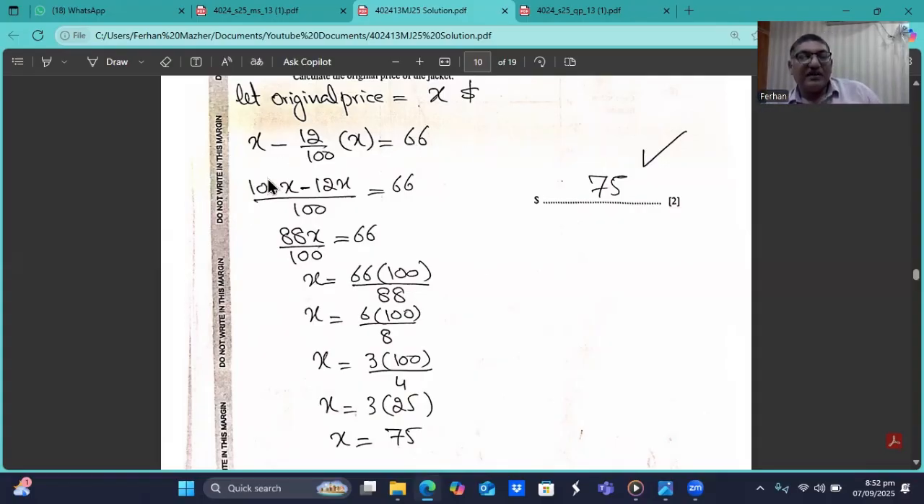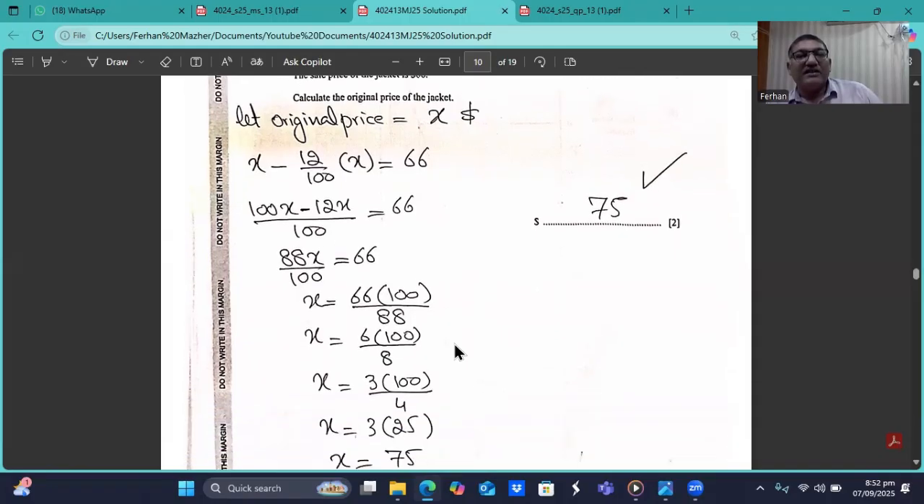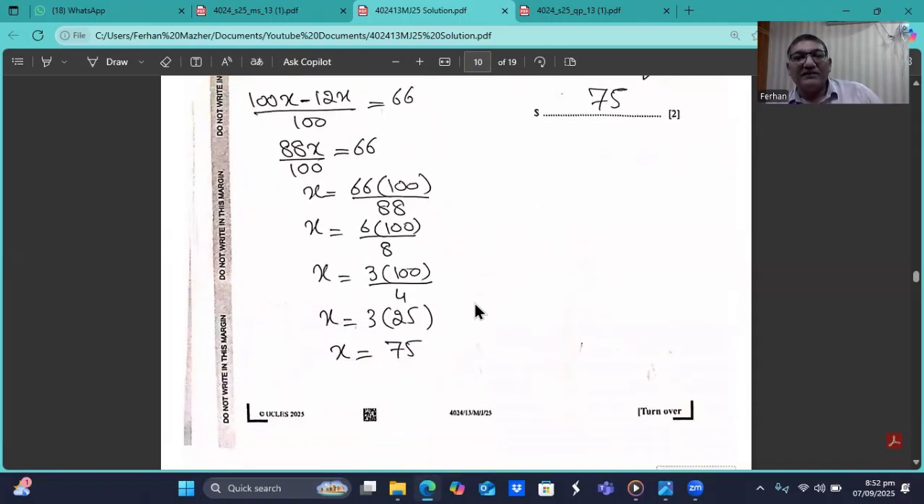I take the LCM here. So 100X minus 12X, the whole thing divided by 100, is equal to 66. So 88X divided by 100 is equal to 66. So X will be equal to 66 into 100 divided by 88. So 66 and 88 can be cancelled with the table of 11. So you will have 6 by 8 into 100. So cut with the 2, 3 by 4 into 100. So 4 into 25 is 100. So 3 into 25, that's 75.